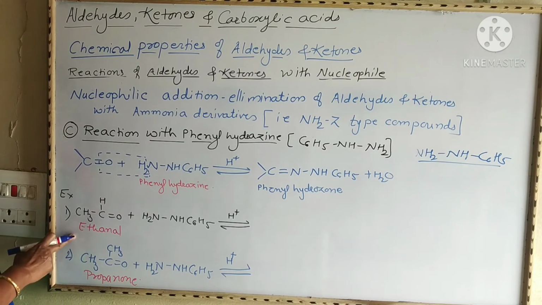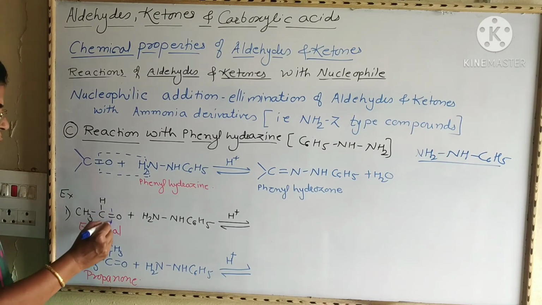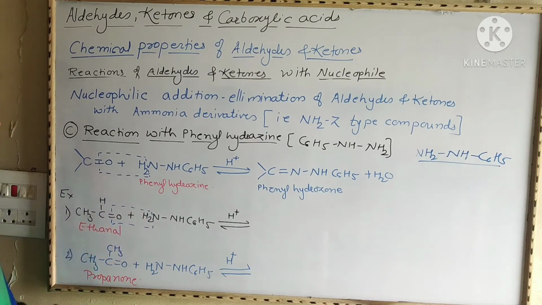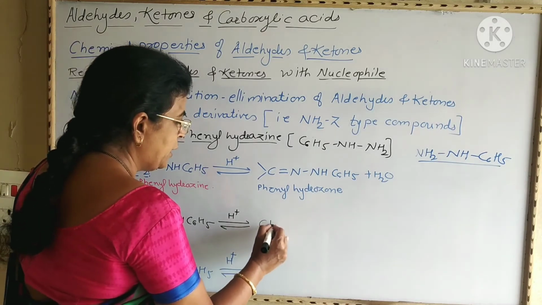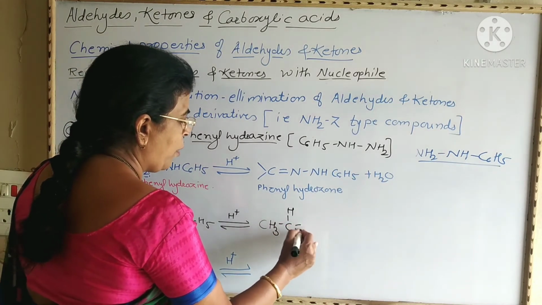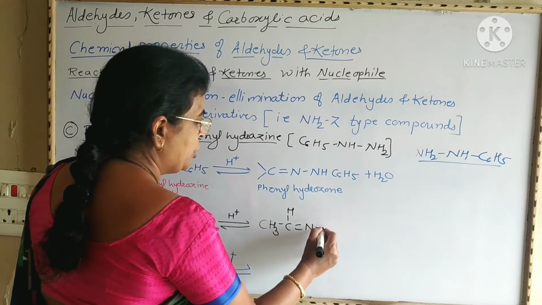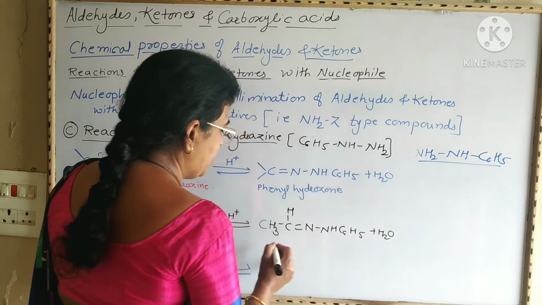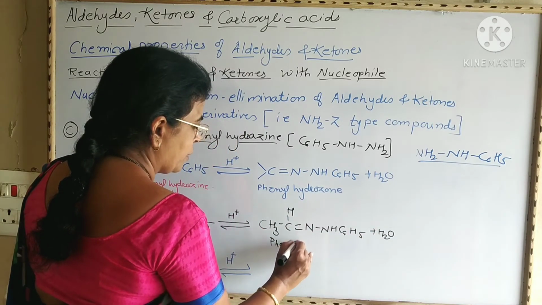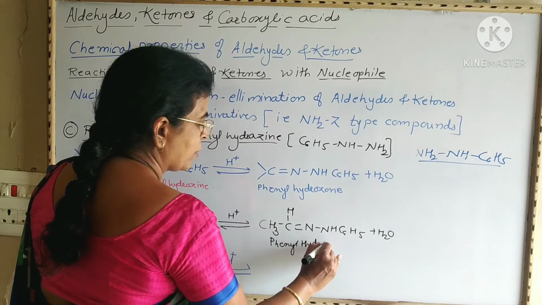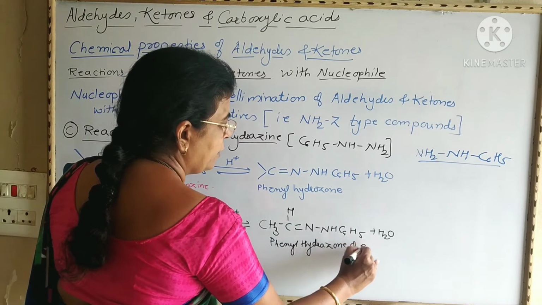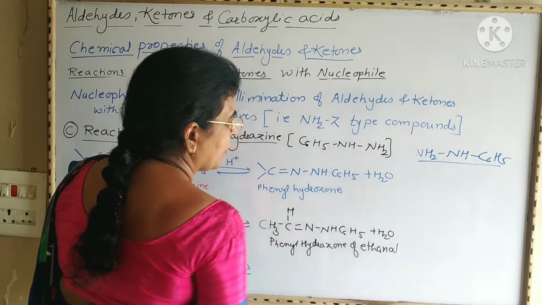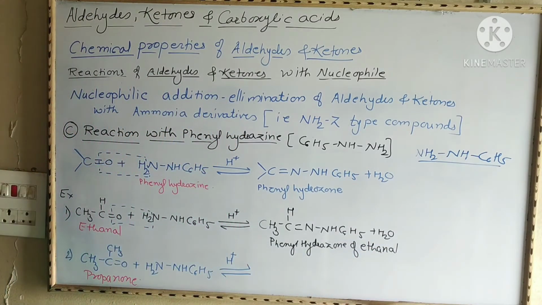When acetaldehyde, or the IUPAC name of acetaldehyde, ethanal, is treated with phenylhydrazine, then removal of H2O takes place to form CH3 C H double bond N NH C6H5 plus H2O. The name of this compound is phenylhydrazone of ethanal or acetaldehyde. Formation of phenylhydrazone of ethanal takes place.